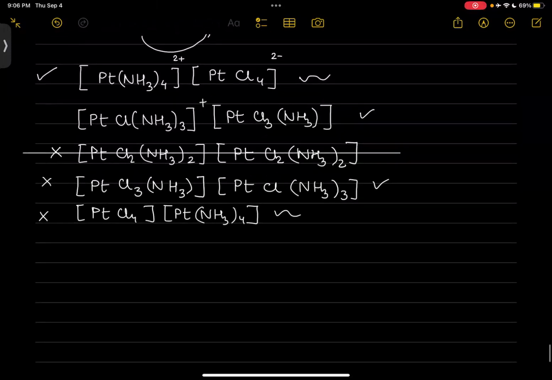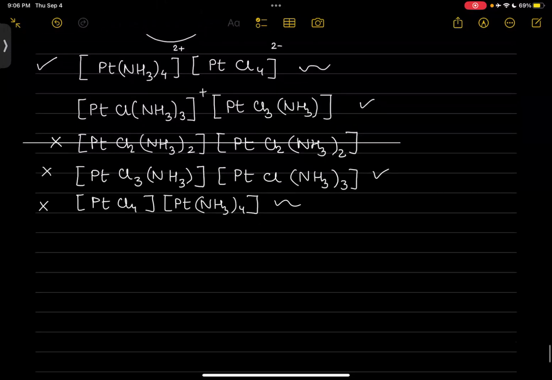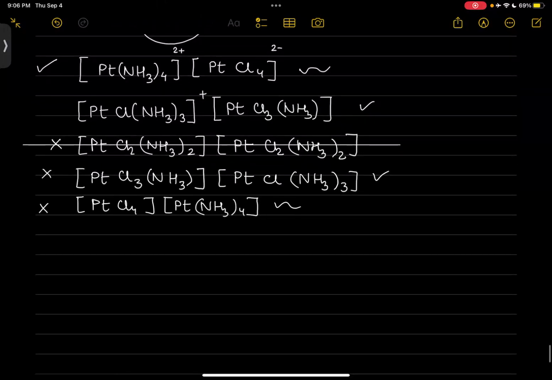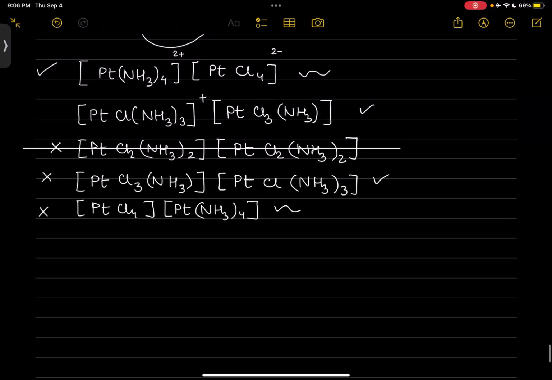Is it clear? Because sometimes what happens is you see that there are repetitions happening, and after the middle case, you see the isomers getting repeated again and again. So now let me give you another isomer.